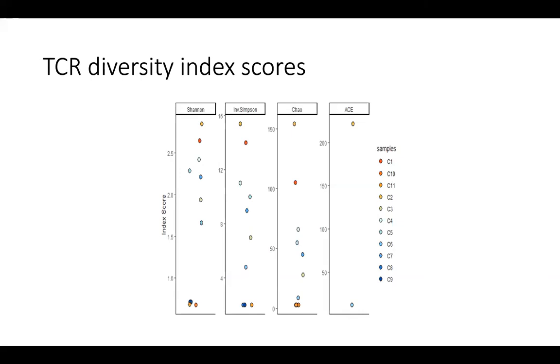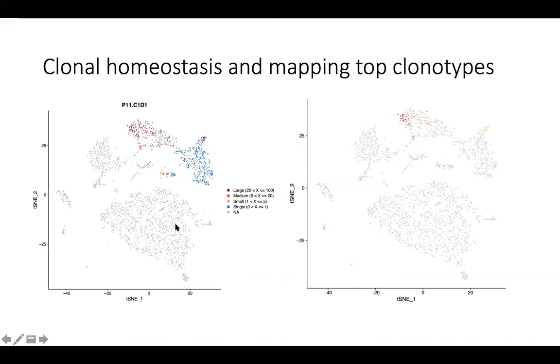So these are just 4 different types of indices, and each index score is a different sort of representation of what you're trying to see in your samples. Are you trying to identify the most dominant TCR sequence? Are you trying to identify rare populations? And so these scores correspond to each of those types of questions that the client or the customer may have.